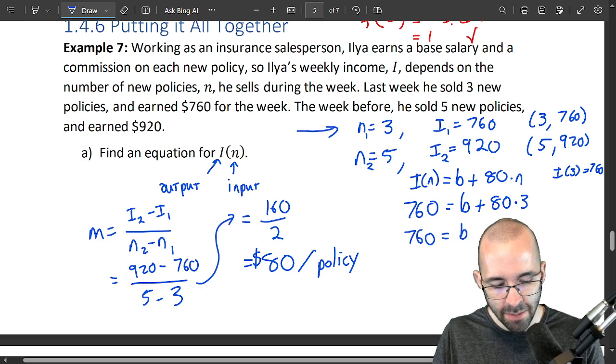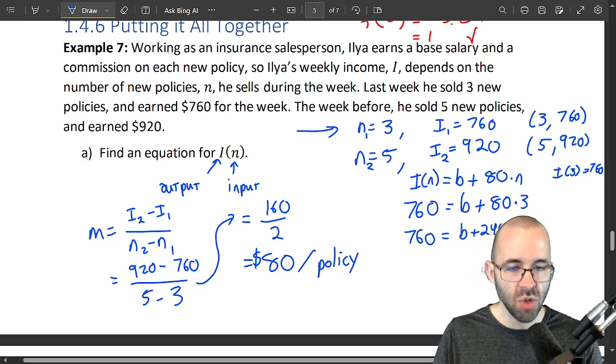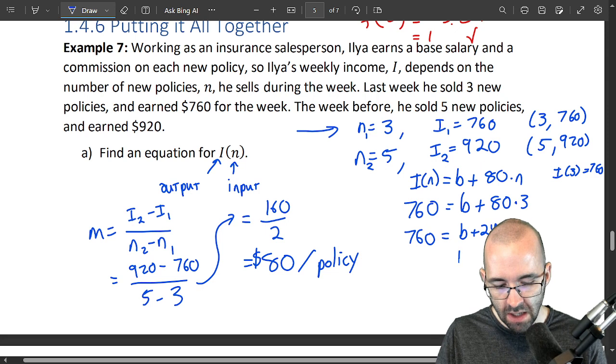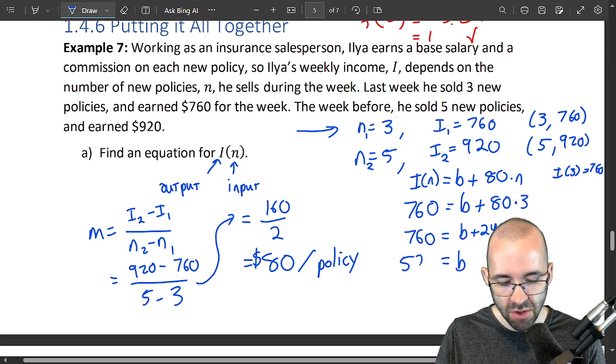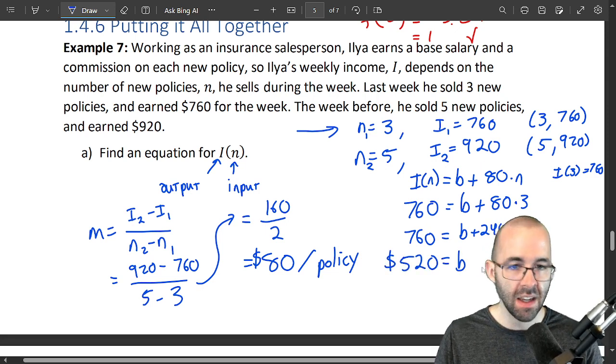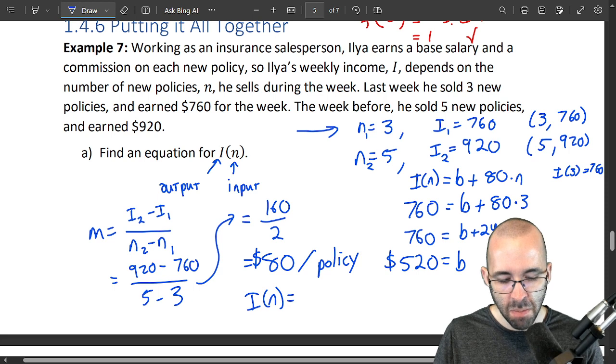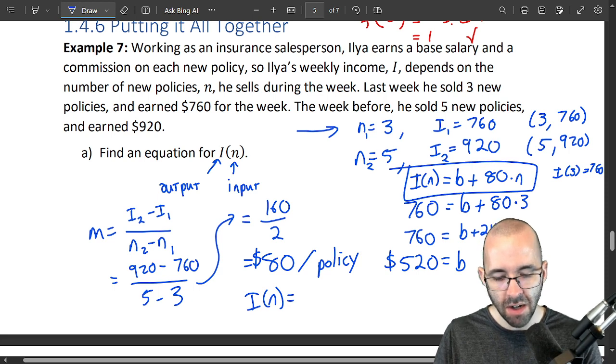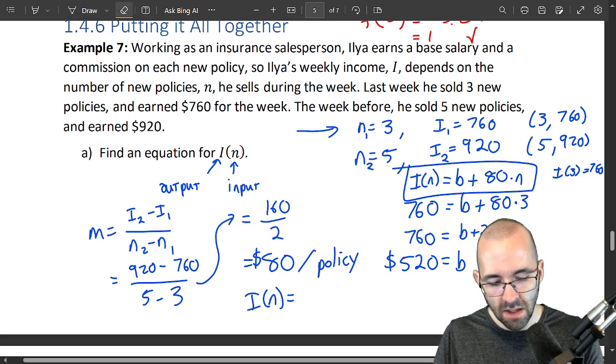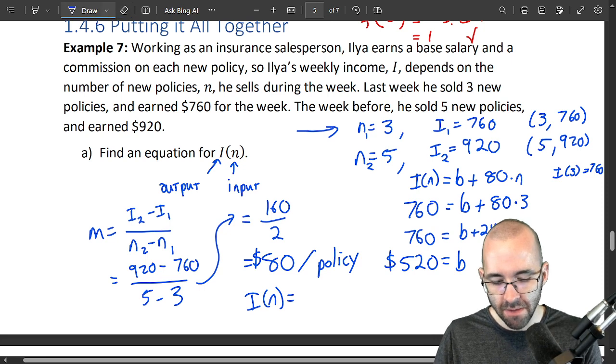760 is b plus 240. Subtract 240 from each side. And you're going to get that b is 520. Again, if we want to include units, it'll be $520. And we'll end with saying, okay, that means I of n is b, right? We just said that up here. It's b plus 80n. And now we know what b is, so we're basically done.